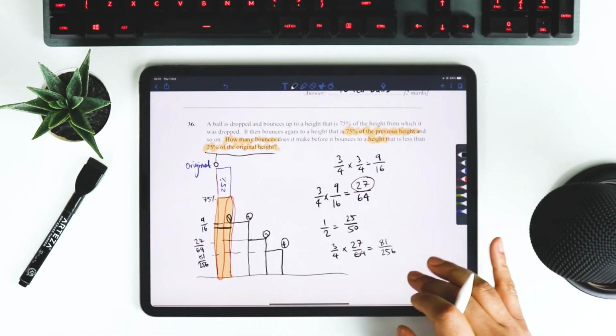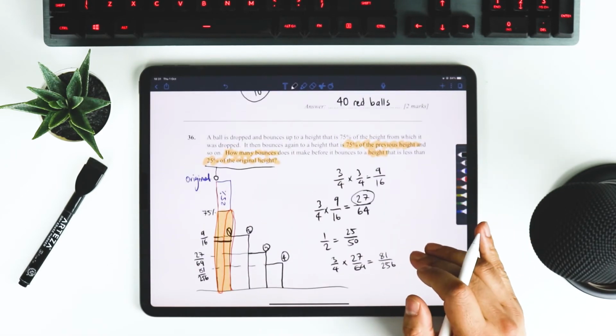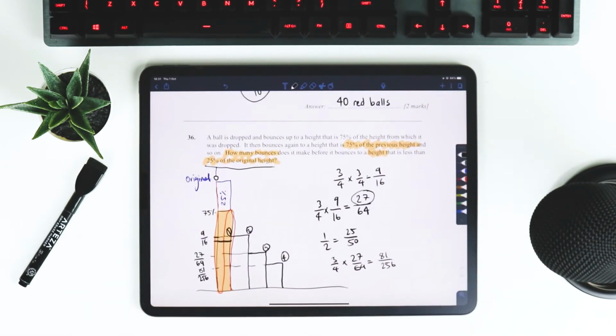Now, have a look. This is the last question of this paper. It's worth 2 marks. Quite a bit to do here, and it's only worth 2 marks. So is there a simpler way? There may possibly be a simpler way than what I'm doing. I'm working with fractions. Maybe percentages would have been easier. So we'll have a look at that as well.